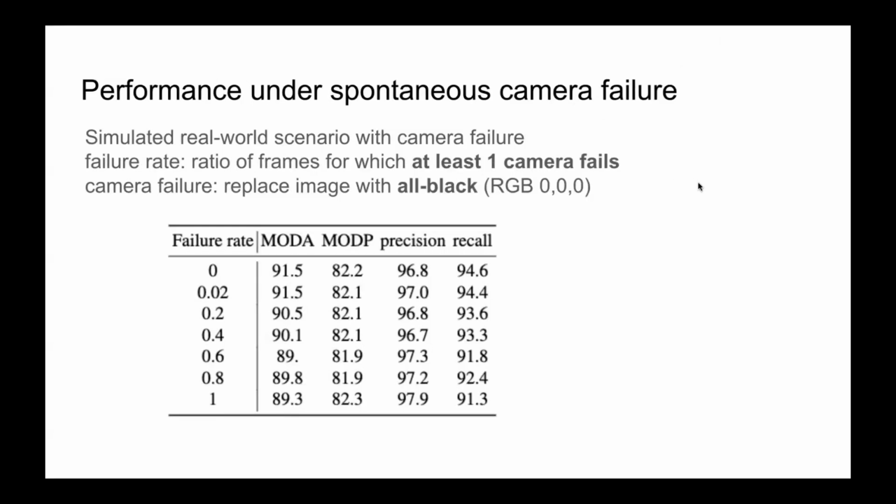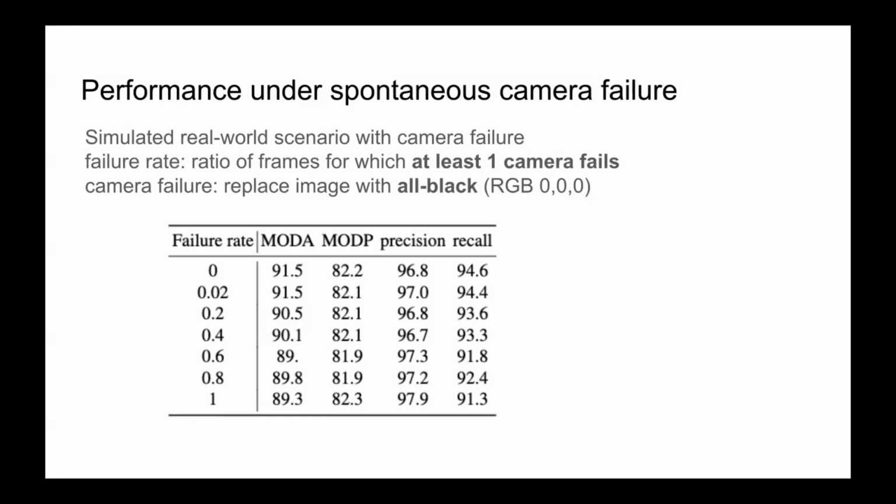Next, I would like to move on to our experiment showing performance under spontaneous camera failure. In this experiment, we're simulating real-world scenarios where cameras can often fail. So we have a failure rate, which is the ratio of frames for which at least one camera fails. The number of cameras failing at each point in time is entirely random. So if the frame is failing, then we can have anywhere from 1 to n, which is the total number of cameras, fail. So worst case, every single camera could be failing. And for camera failure, we replace the image with all black RGB 0,0,0 pixels to simulate no feed coming through.